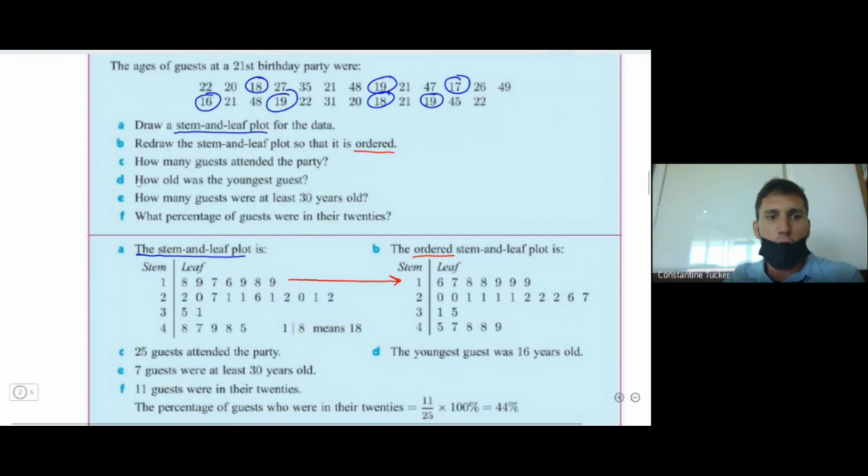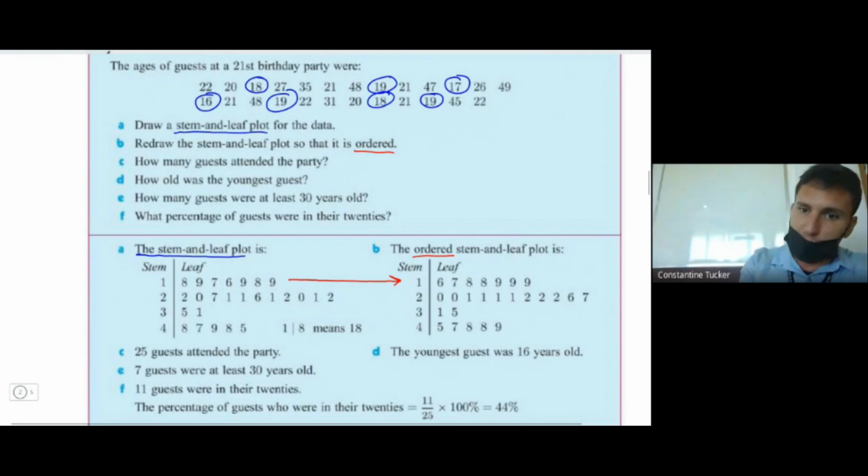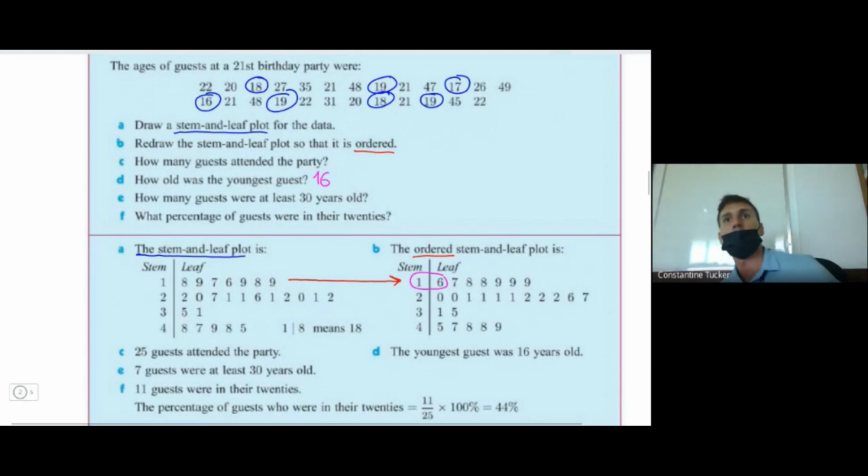Okay, how old was the youngest guest? How could you see that in the stem and leaf? Where would be the youngest one? Excellent, 16. Brilliant. Exactly. So the smallest one, the youngest one would be here, the 1 and the 6, and basically you get how old was the youngest one? He was 16. Yes.